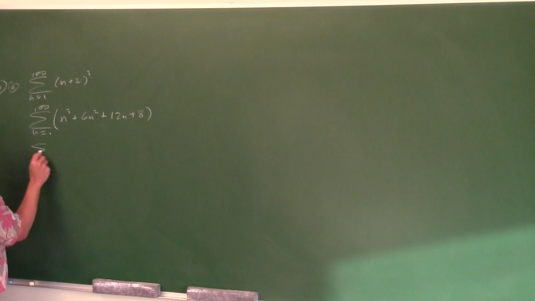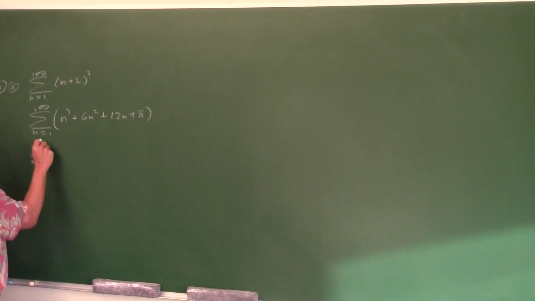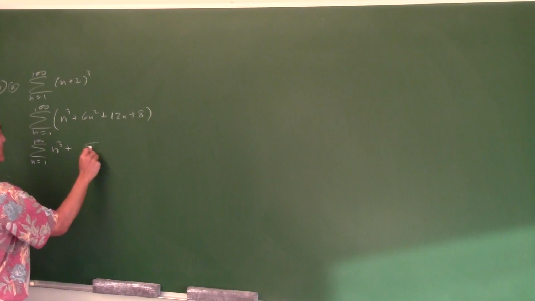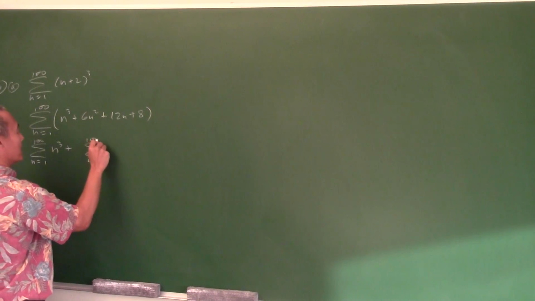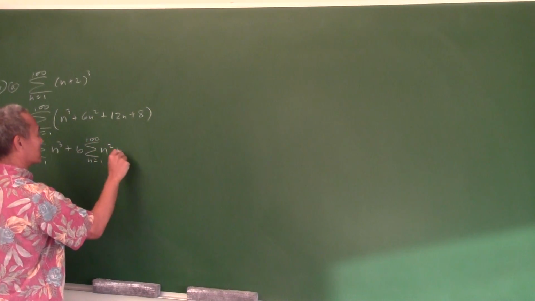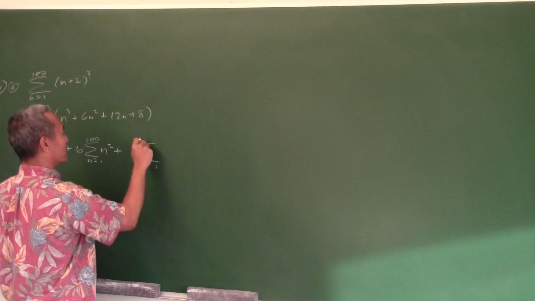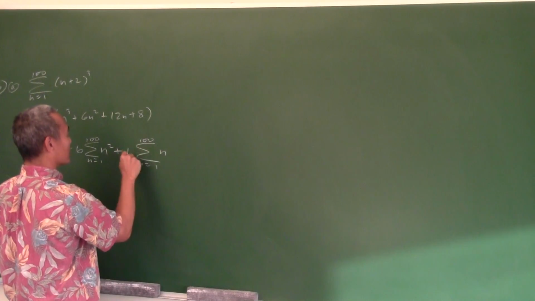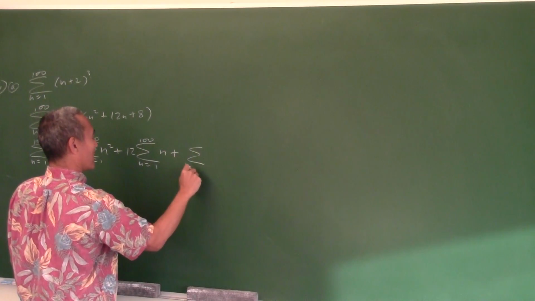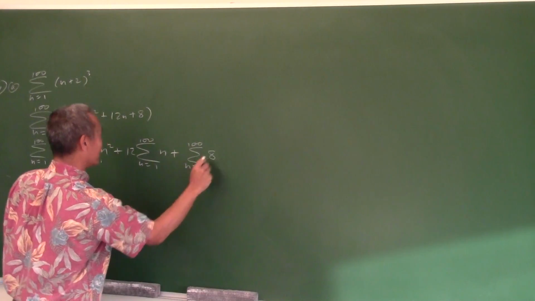And then split it up into separate sigmas. So that would be sigma, n equals 1 to 100, of n cubed, plus sigma, n equals 1 to 100, of 6n squared, well, we can pull out the 6. And then sigma, n equals 1 to 100, of 12n, but we can pull out the 12. Plus sigma, n equals 1 to 100, of 8.